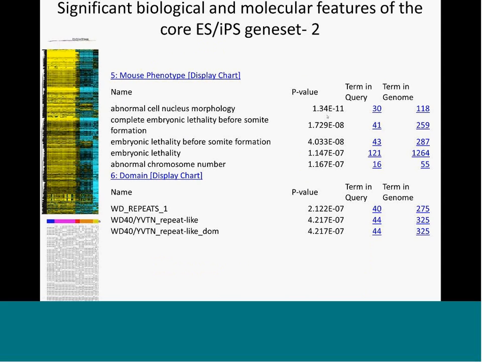Okay, here's just some other associations to mouse phenotype. A mouse phenotype association means that when a given gene is knocked out, there's 118 genes out of the 7,000 mouse gene knockouts that have been done, reported in the manuscripts associated with those knockouts, that give abnormal cell nucleus morphology, and essentially a quarter of all those genes are in this signature. And then the same having to do with embryonic lethality before even somites form. We're very overrepresented in that. So that's a nice sort of progenitor cell biology thing.